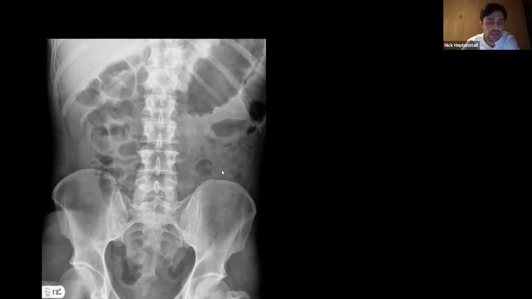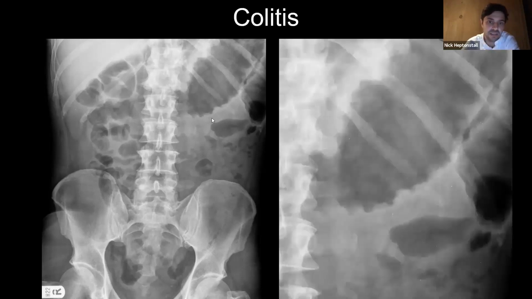So in this case, in the left upper zone, there's an area of dilated bowel. It looks quite abnormal compared to the rest of the bowel. And there are some very thickened areas along the edge. This is a sign that's called thumb printing. So this is the impression of the thickened wall of the bowel seen on X-ray. So this is a segment of colitis.